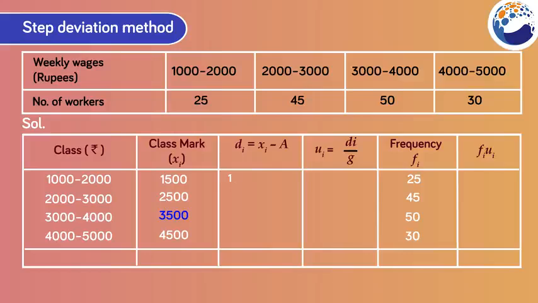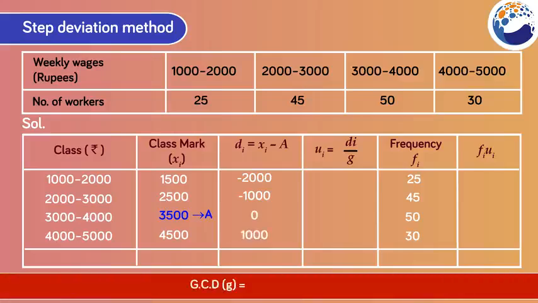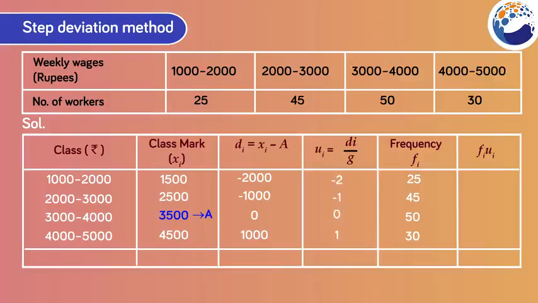Next we choose the assumed mean, that is A. Then we find deviation, where di is equal to xi minus A. Next we find g, which is the GCD of all di. So GCD is equal to 1000. Now in the next column we find ui, which is equal to di upon g. Lastly we find fiui, the product of fi and ui.